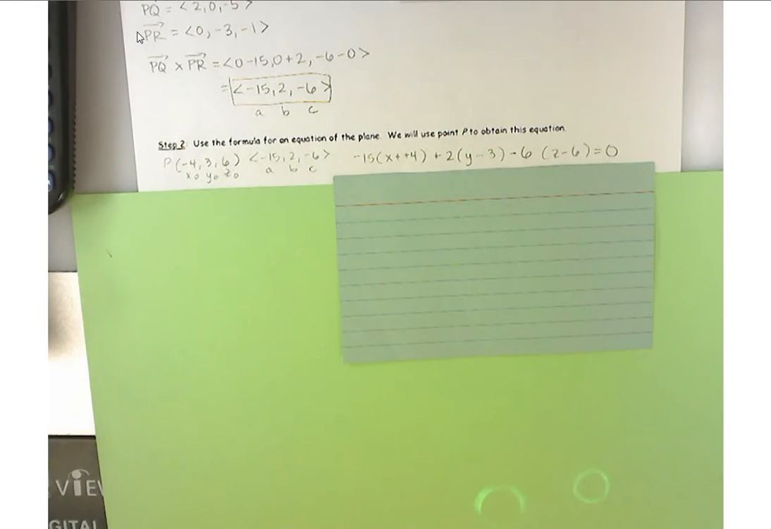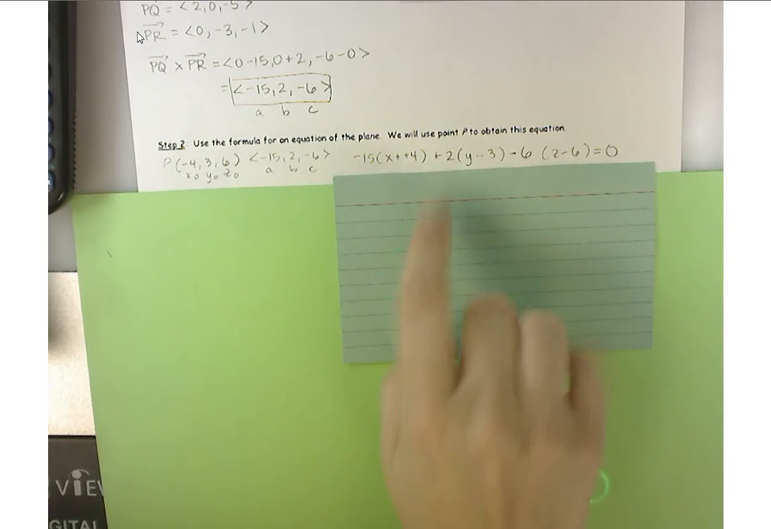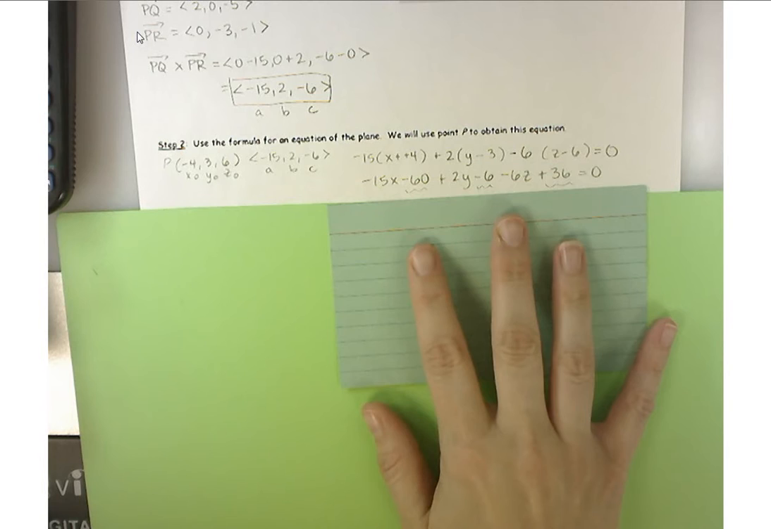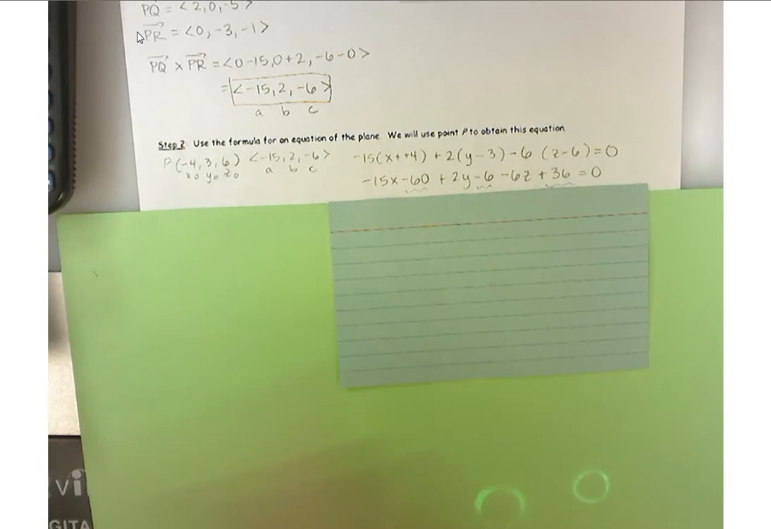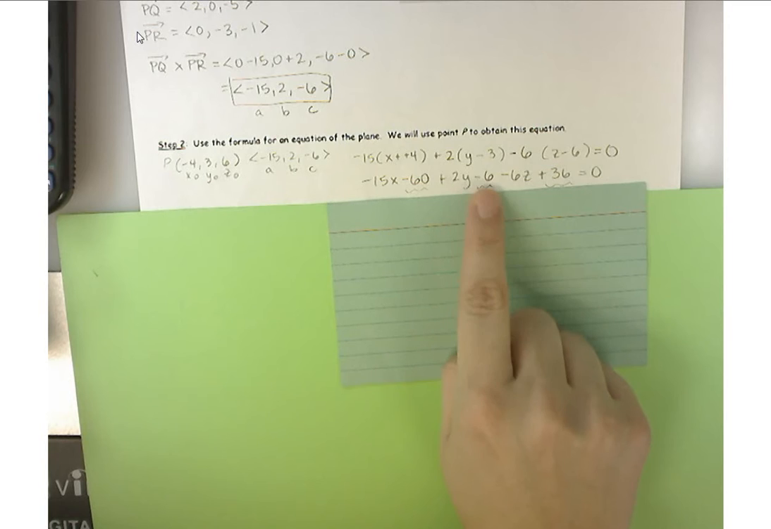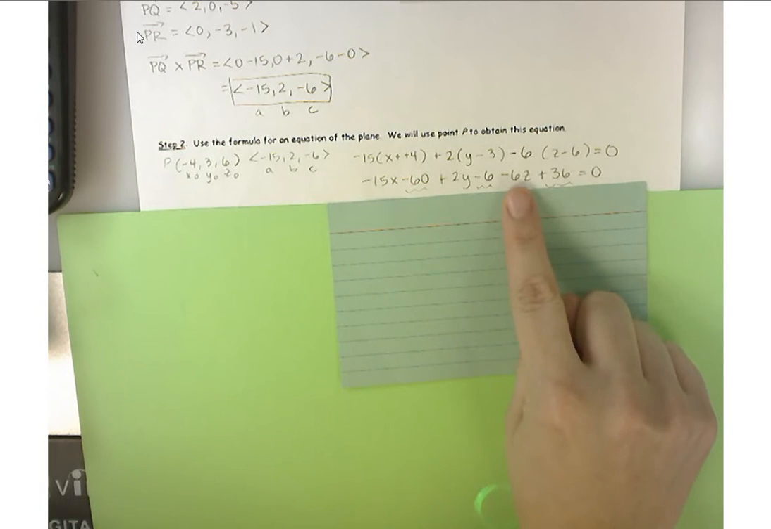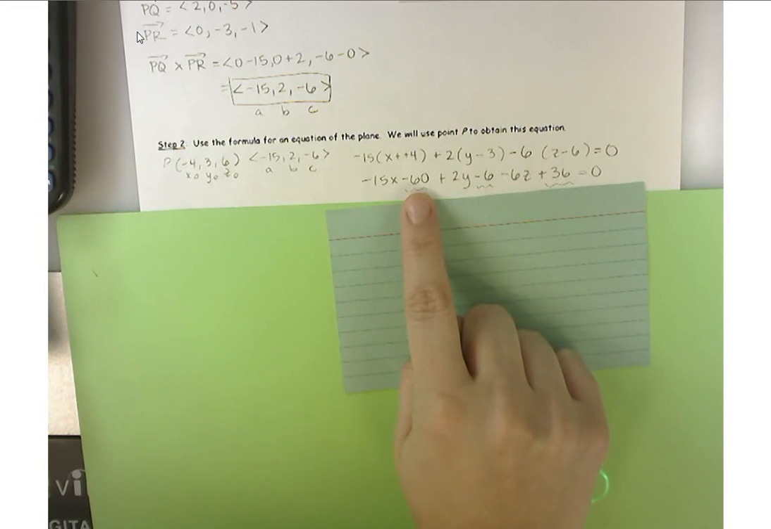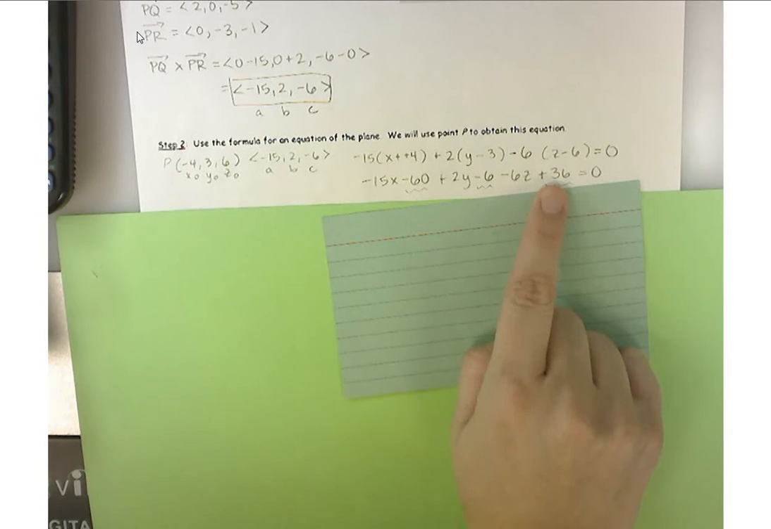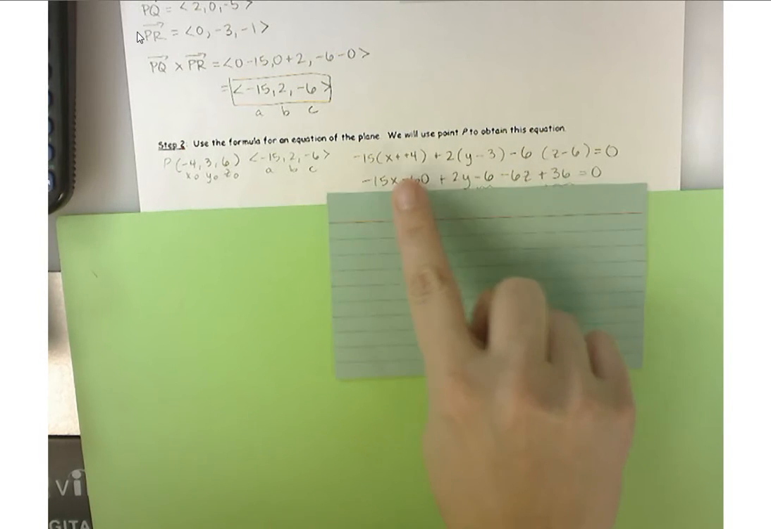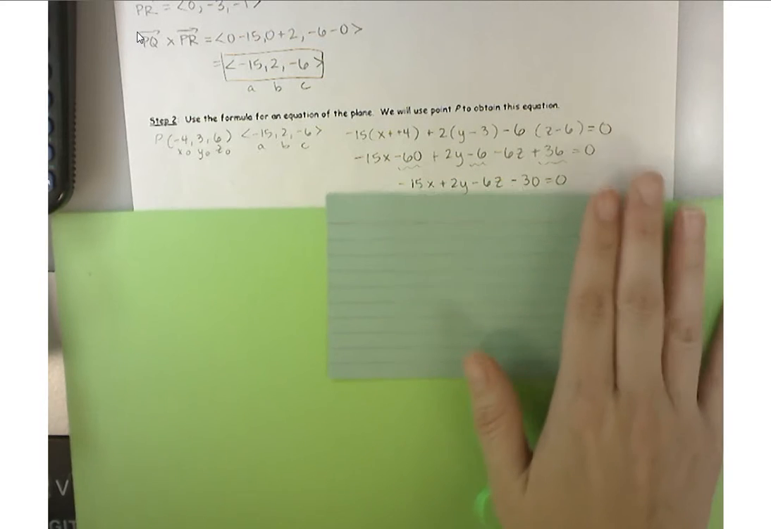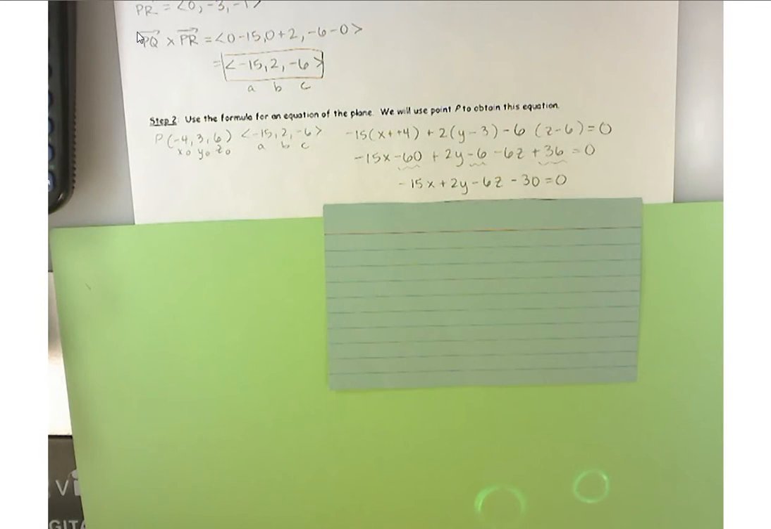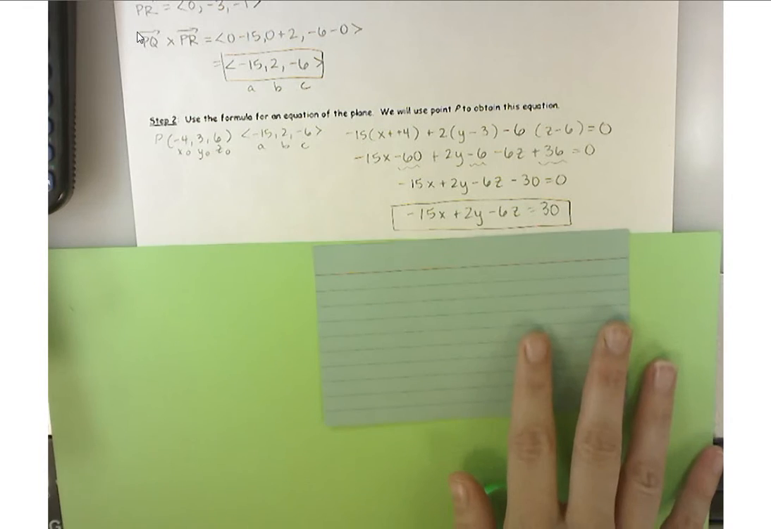Okay, so once I plug in my A, B, and C, and then my x sub 0, y sub 0, z sub 0, I'm going to distribute the negative 15: negative 15x minus 60, and then I'll distribute the 2: 2y, and distribute the negative 6: negative 6z plus 36. And then I'm going to combine all my like terms. So I have negative 6 and 36, which would make 30, negative 60 and 30 is going to be negative 30.